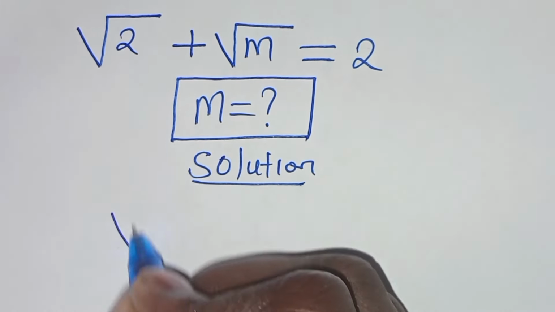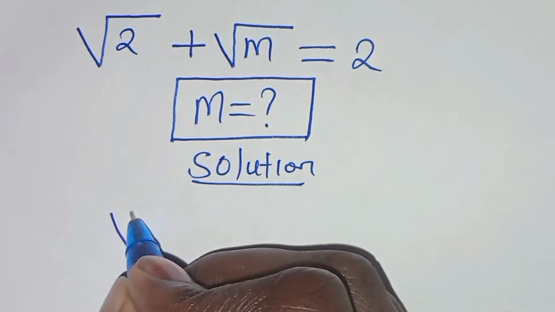We have square root of 2 plus square root of m. This is equal to 2. So the first step from here, let's take square root of 2 to the right hand side, so that now we have square root of m equal to 2 minus square root of 2.